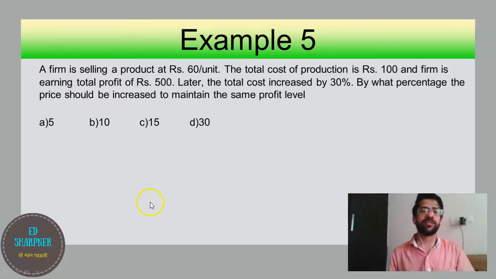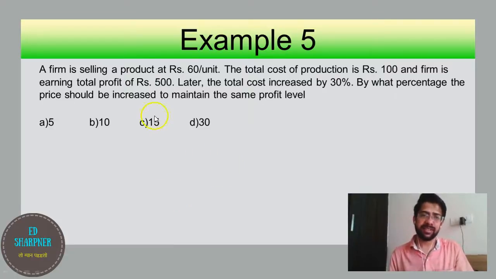Example number 5. A firm is selling a product at rupees 60 per unit. The total cost of production is 100 rupees and the firm is earning a total profit of rupees 500. Later, the total cost increased by 30%. By what percentage should the price be increased to maintain the same profit level?